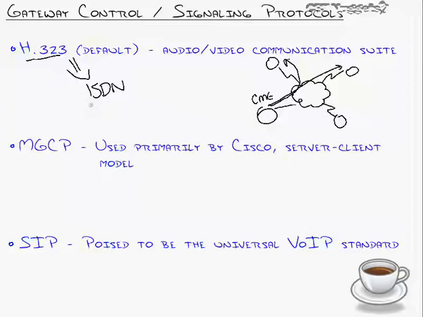Well, ISDN has reached its age, and we've migrated away from ISDN into other connection types like IP. But H323 was designed for that and then tweaked to work over an IP-based network. So H323 is a massive protocol suite.